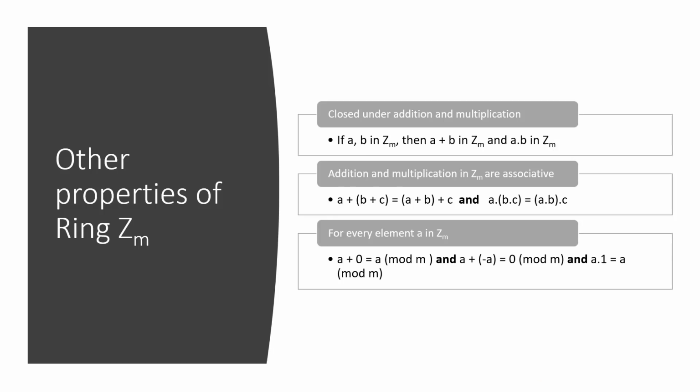There are other properties of this integer ring Zm, which means that it's closed under addition and multiplication, which means that if a and b are there, then a plus b is there, and a times b is there. All these numbers in this ring satisfy the associative property for addition and multiplication. For every element in A, if you add a 0, you get the same element back, which is a property of integers as well. For every integer, we can find another integer minus a, which is equal to that.